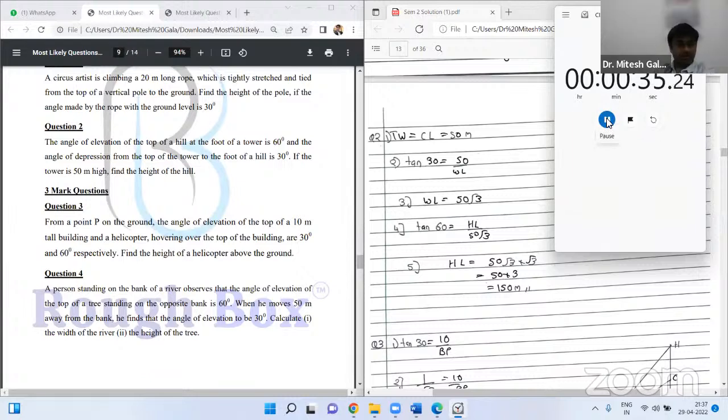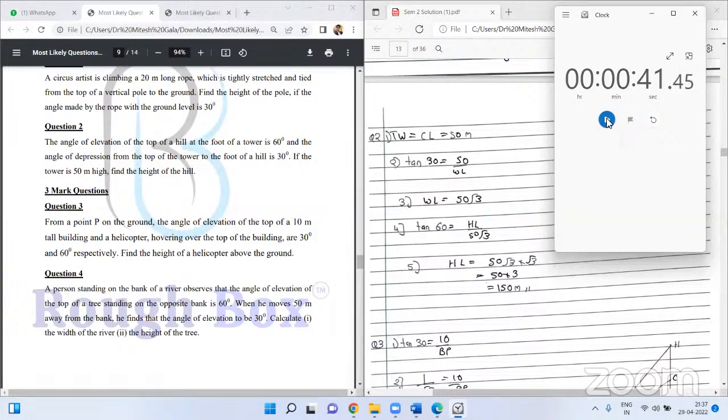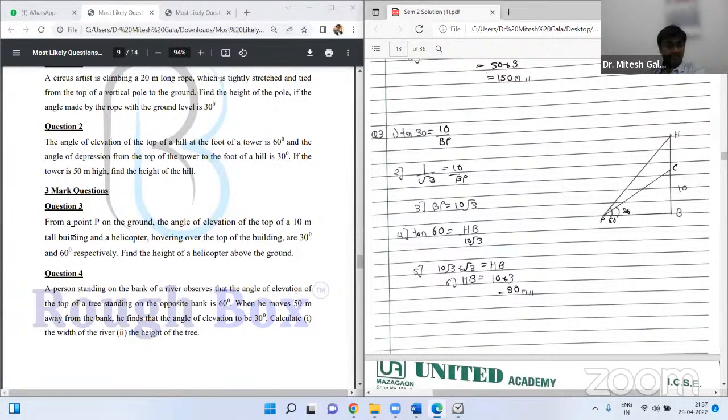From a point P on the ground, the angle of elevation of the top of a 10-meter tall building and a helicopter hovering over the top of the building are 30 and 60. So the small angle is 30, big angle is 60. Find the height of the helicopter from the ground.